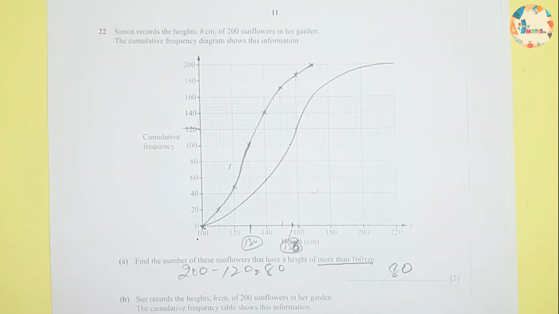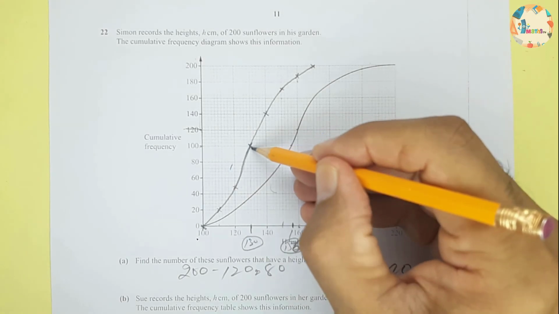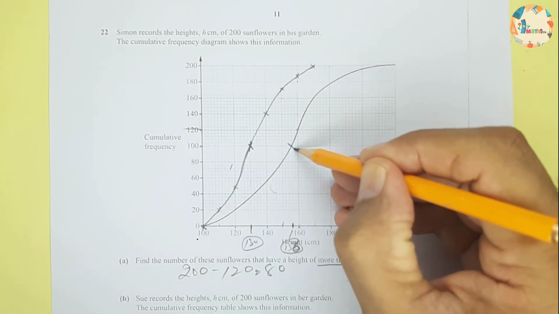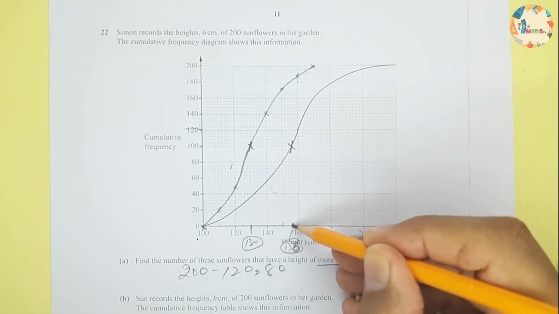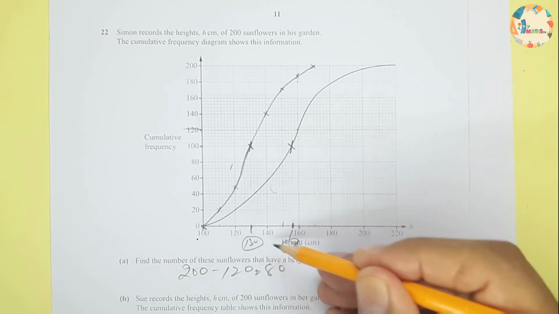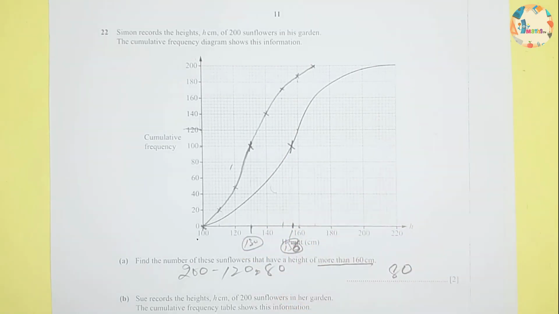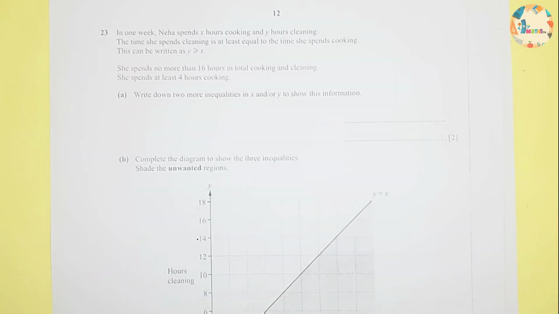Basically you have to take this point with reference to this 100. One point will be this one, and the second point will be this one, and the x value for this point is 156 and the x value for this one is 130. So 156 minus 130 will give us 26.